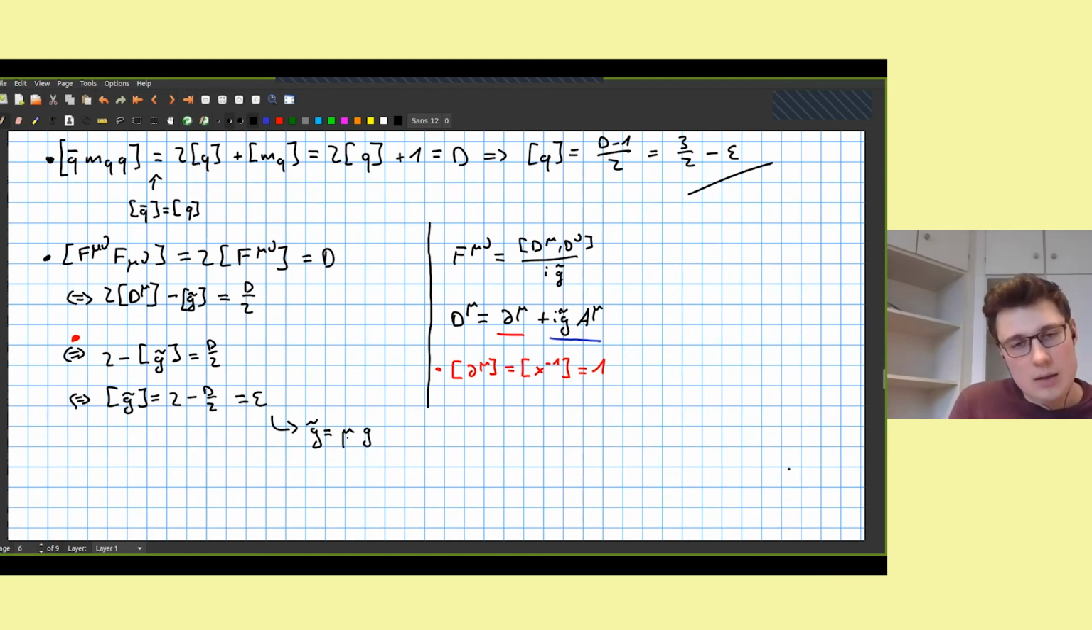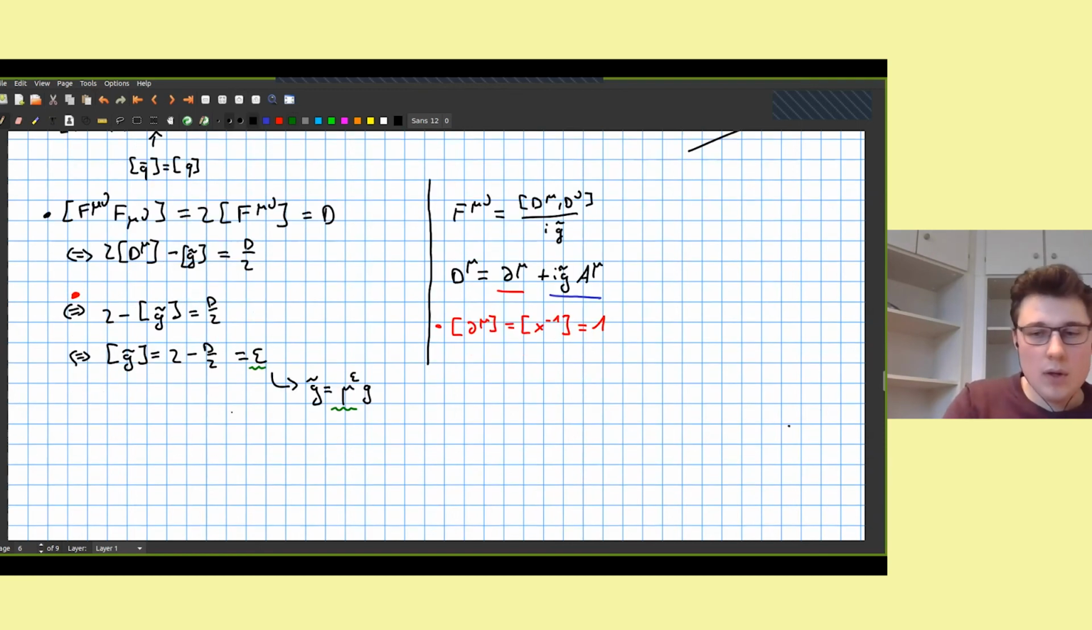For he derived this on completely different terms, but also arrived at this equation, that this G twiddle is the QCD coupling G times a factor mu to the epsilon, and this is exactly what produced this mass dimension epsilon here. Okay, maybe let's give it a little red box here.